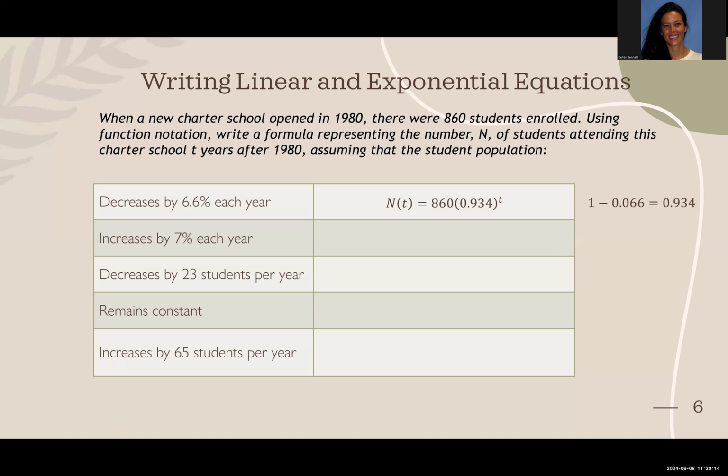Similarly, in the next row, we have an increase by 7% each year. We're still starting with that 860. And so it's going to be our initial value 860 times 1 plus, for growth, the 7%. So that is 1 plus 0.07, giving us 1.07.